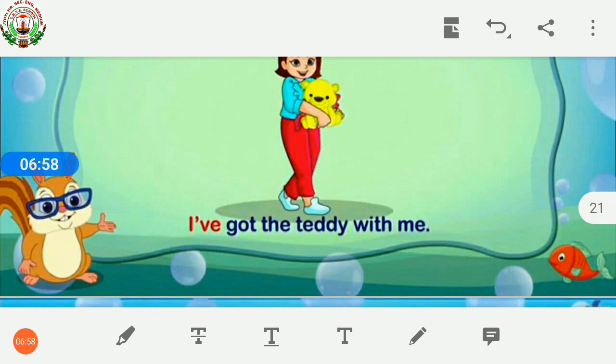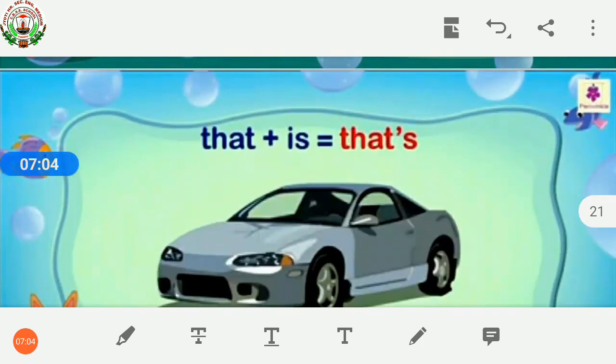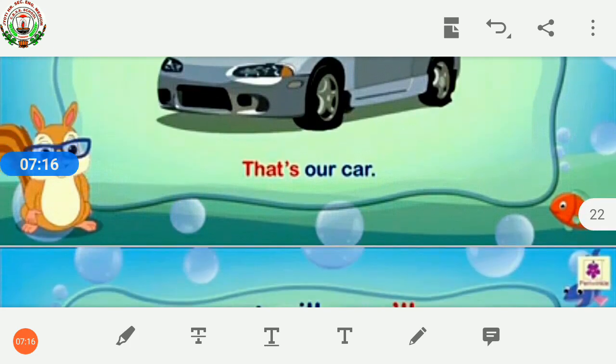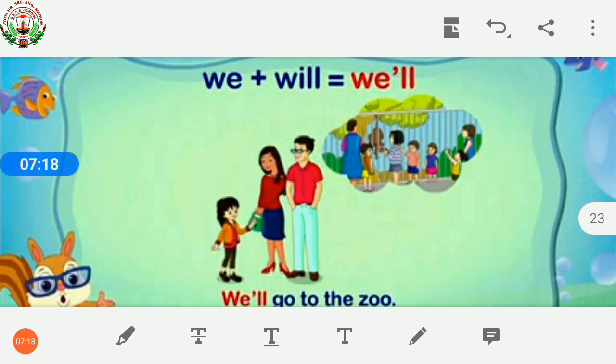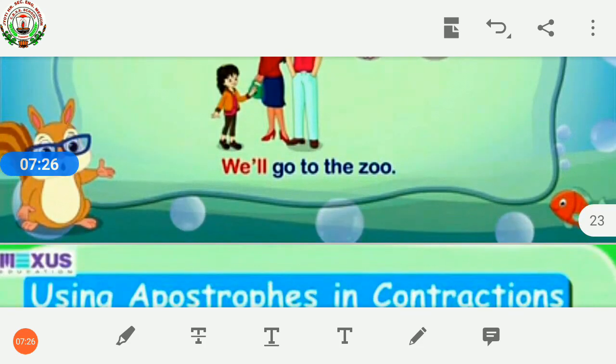I've got the teddy with me. So contraction is done here by the help of apostrophe. Second example, that plus is. Again, that plus is shortened to form a new word, that is that's, by the help of apostrophe. That's our car. We plus will. So we plus will has been shortened to form a new word, that is we'll. We'll go to the zoo.